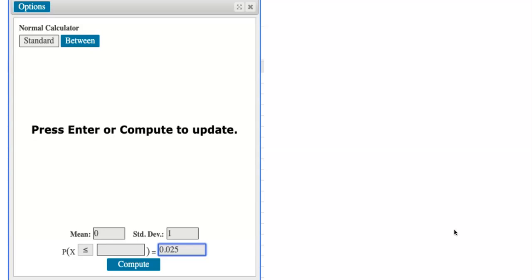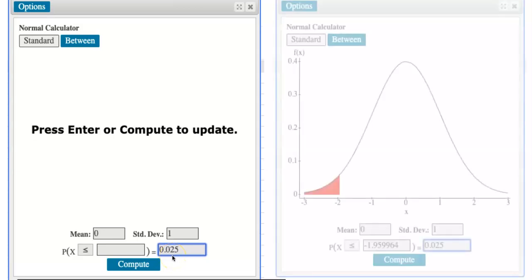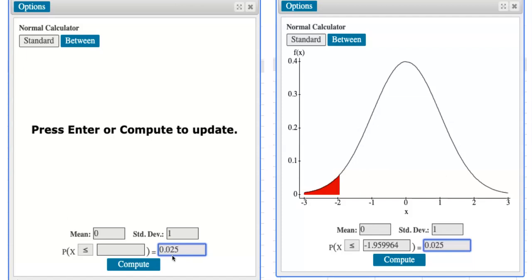Type in that the mean is 0, as you know, and the standard deviation is 1. And for the other side of this area, make sure the symbol is less than or equal to, because we're finding the z-score that has the cumulative area of 2.5%. Type in 0.025 on the other side of this equal sign, and once you hit compute, it's going to give you that the z-score is -1.959964.